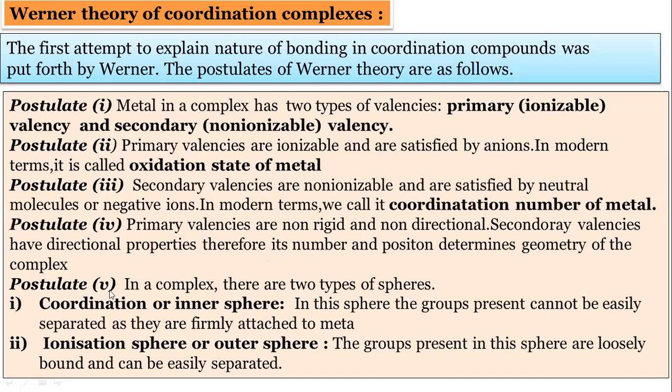Then postulate number 5: in a complex there are two types of spheres. Already we know the coordination sphere is inside the square bracket, and outside the square bracket it is called the ionization sphere, the outer sphere. The groups present in a coordination sphere cannot be separated easily. In double salts also I explained what this coordination sphere is. The sphere in the square bracket is the coordination sphere, and outside the square bracket is the ionization sphere. The name itself suggests it is ionizable.